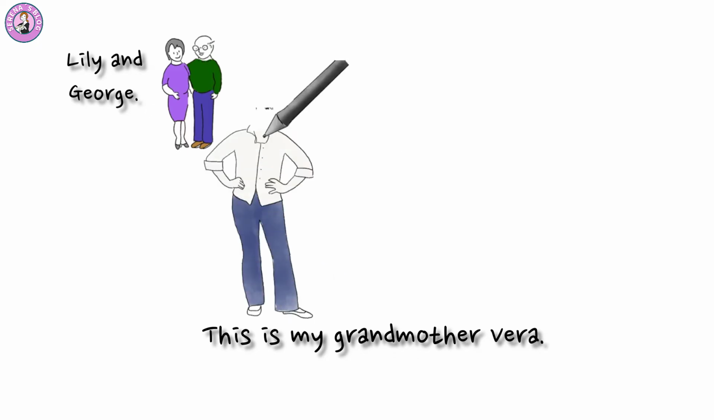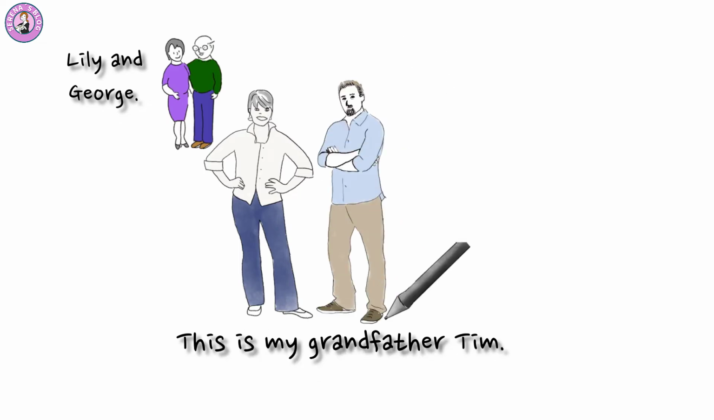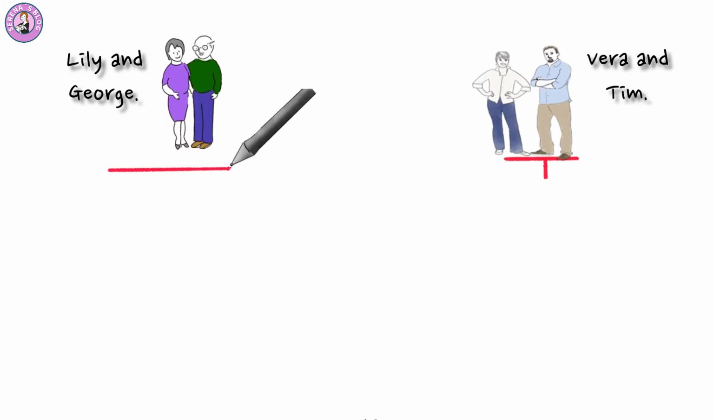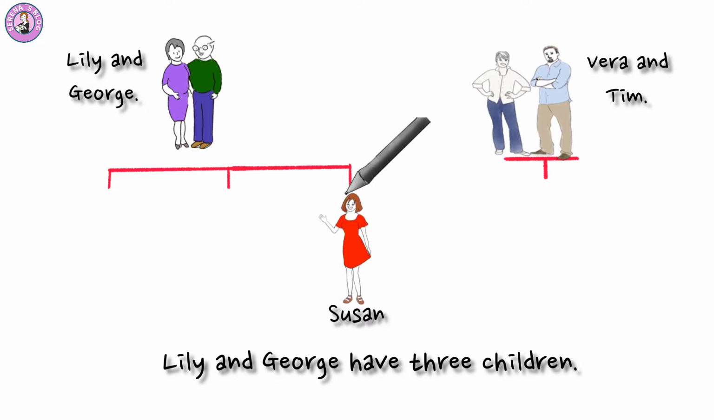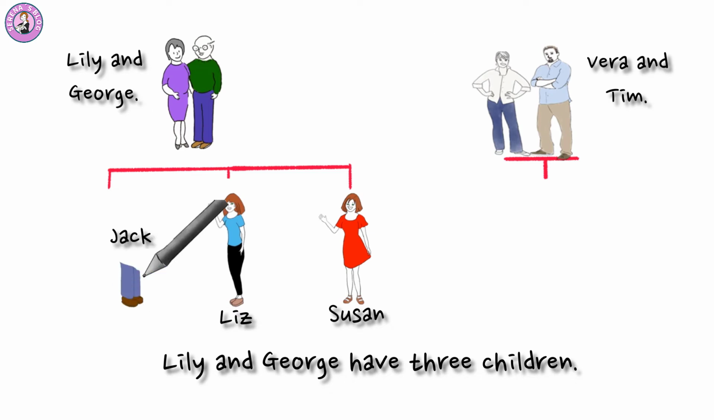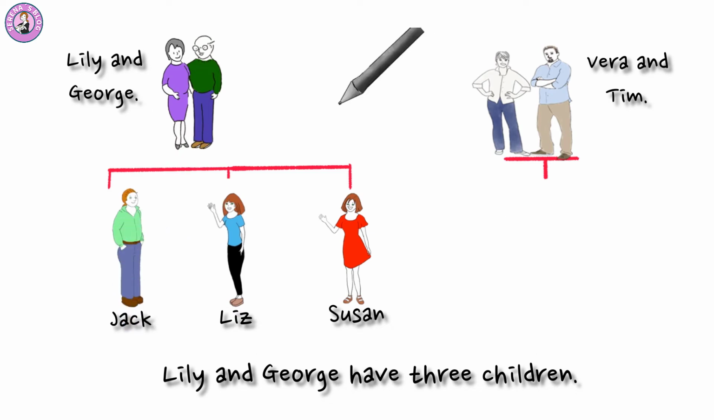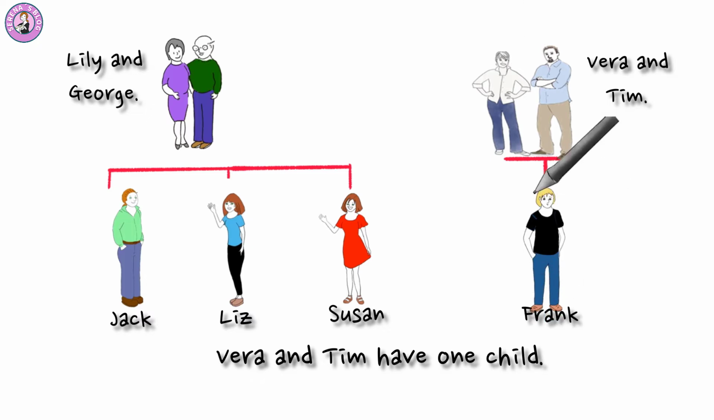This is my grandmother, Vera. This is my grandfather, Tim. Lily and George have 3 children: Susan, Liz, and Jack. Vera and Tim have 1 child, Frank.